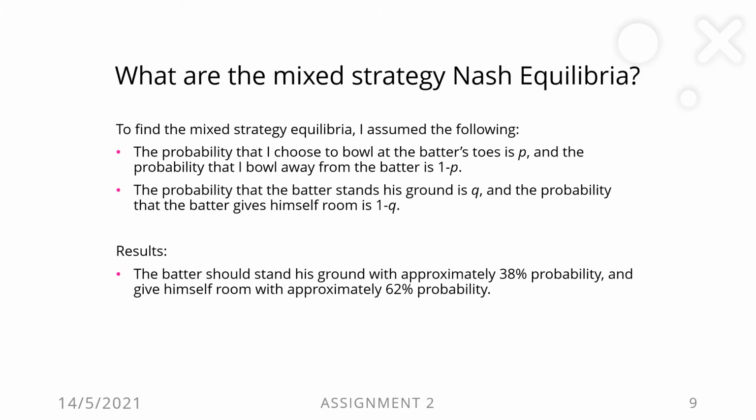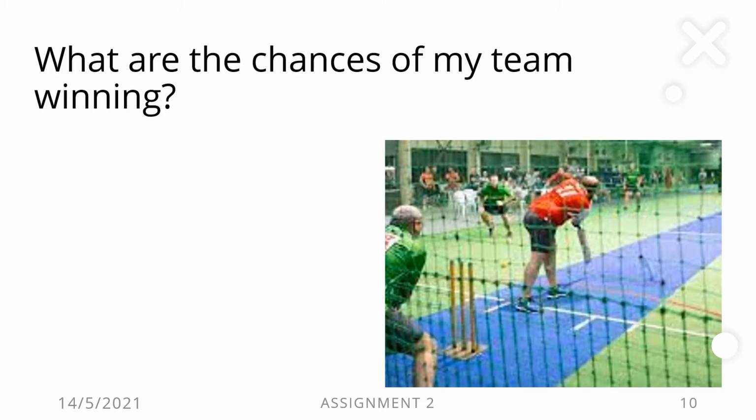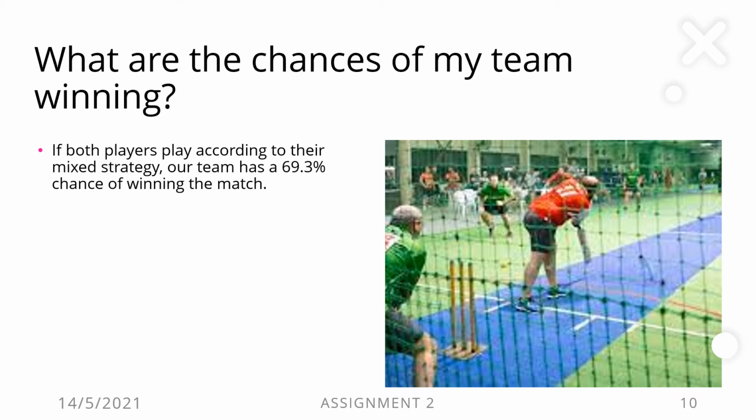We did the calculations in the report, and the results showed the batter should stand his ground with approximately 38% probability and give himself room with approximately 62% probability. And then I should bowl at the batter's toes with approximately 31% probability, or bowl away from the batter with approximately 69% probability. So what are the chances of my team winning the match?